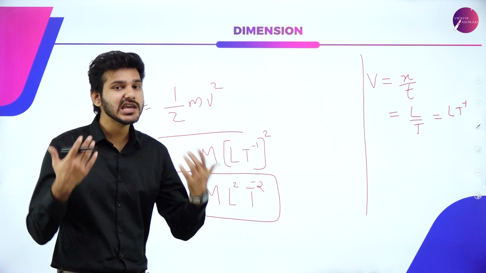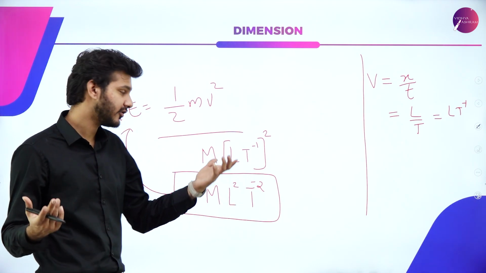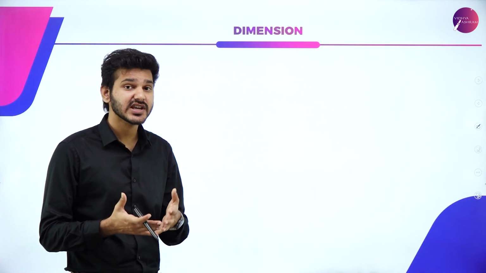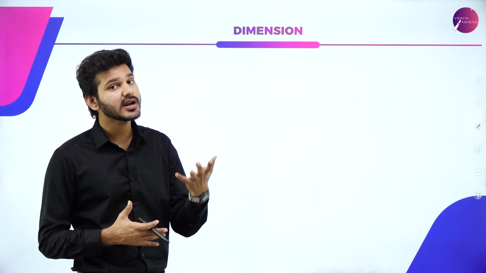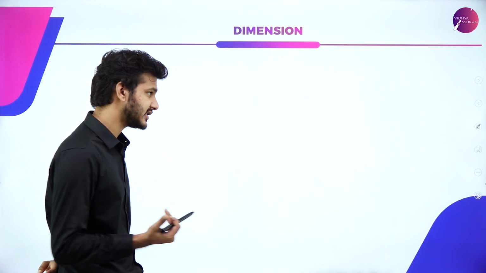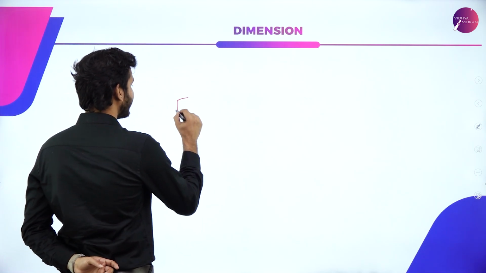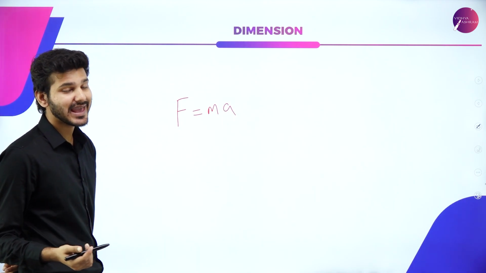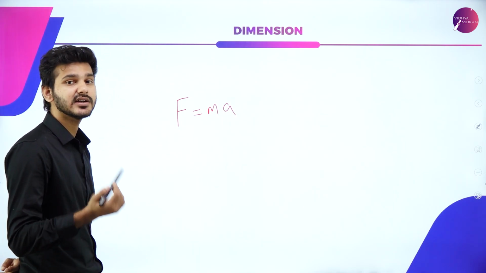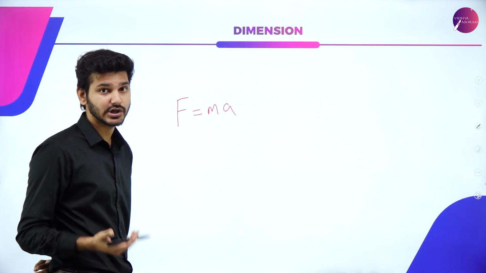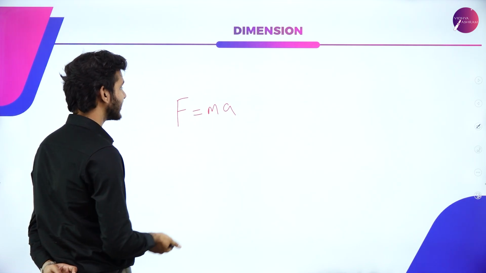Again, any equation can be written like this. For example, take any equation in physics and we can check if it is dimensionally correct or wrong. For example, I'm taking the equation for force, that is F is equal to ma. So m here is mass, a here is acceleration, and if it is falling down, it is acceleration due to gravity. The point is it is acceleration.